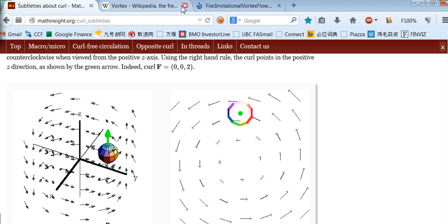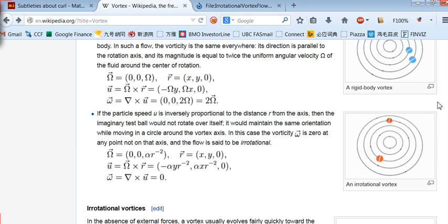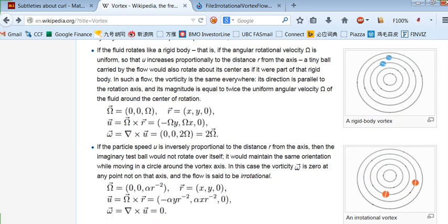Here is another example from Wikipedia. You can see there are two different fluid flows. The first fluid flow is a rigid body rotation. If you toss a ball into it, there is a center axis, and the ball will rotate about that axis. If you watch the white line carefully, assuming it's not rotating about the z-axis, that white line segment is also rotating about itself.